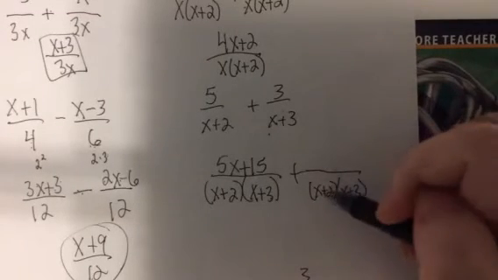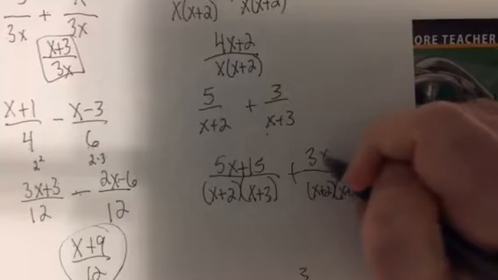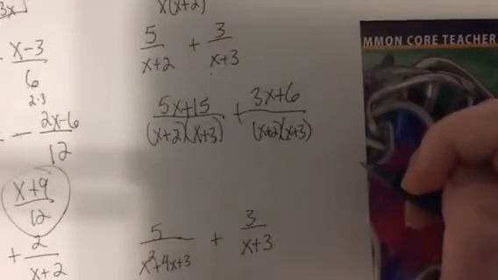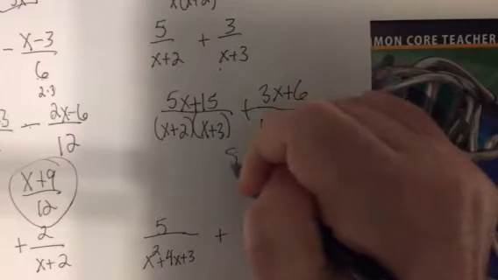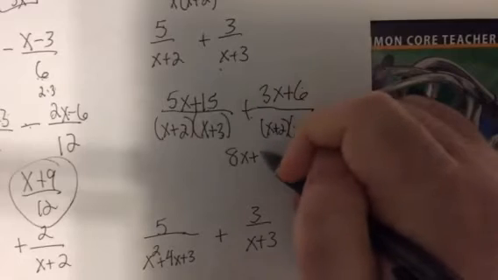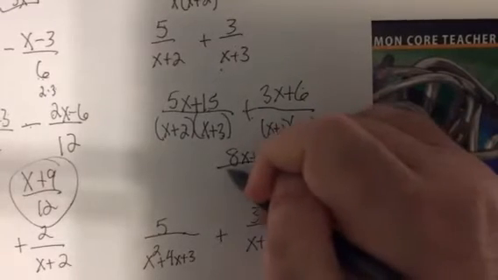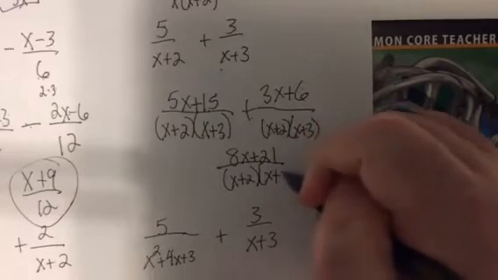What's this one missing? x plus 2, so you have to multiply the x plus 2 times 3. It's 3x plus 6. You have to distribute. Then you combine. 5x plus 3x is 8x. Plus 15 plus 6 is 21. Over x plus 2, x plus 3.